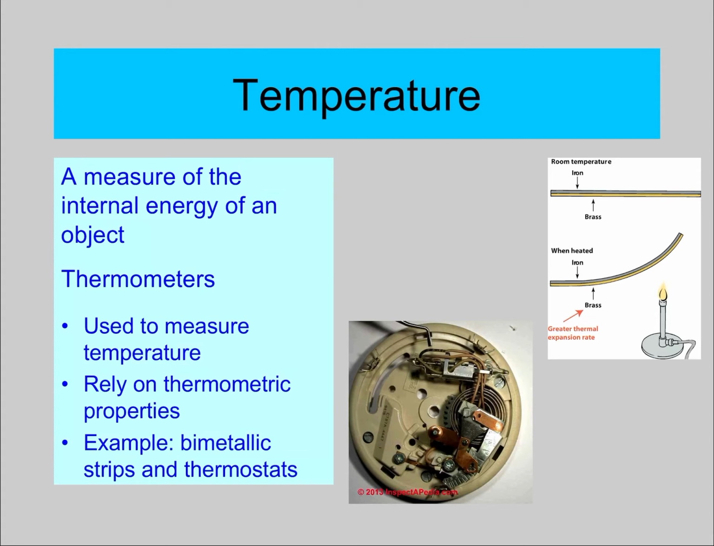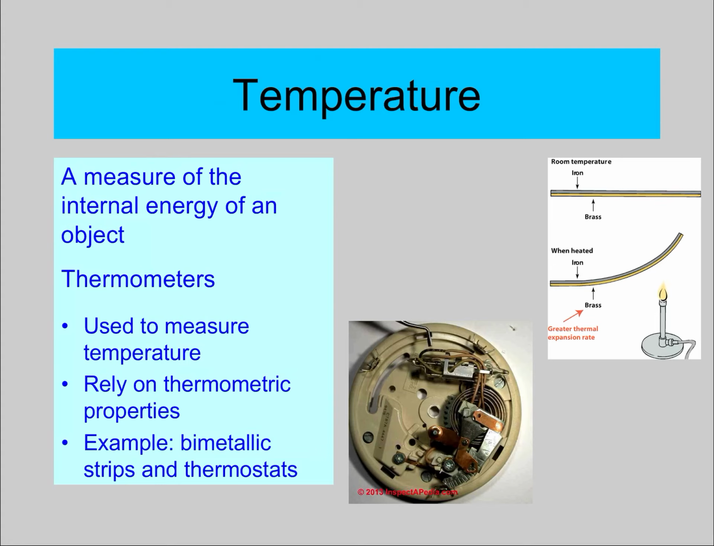And they rely on thermometric properties, which are specific to different types of substances. We know that glass is going to behave differently when exposed to heat than metal, as is wood and as is plastic and styrofoam. So they all have unique or semi-unique properties. And a lot of that has to do with their ability to conduct electricity, which we'll talk about in a few chapters. So some examples are bimetallic strips and thermostats.